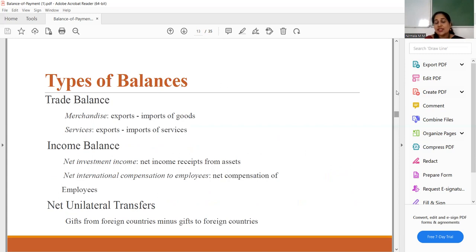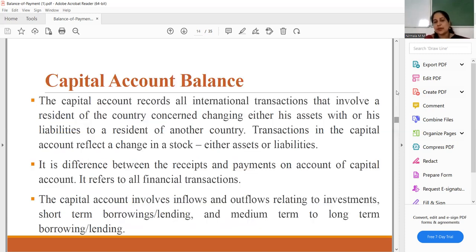And the next one is net unilateral transfer, that is basically the transfer payments, the gifts from foreign countries minus gifts to foreign countries. Then talking about the capital account. Capital account is inclusive of all the capital transactions of an economy.